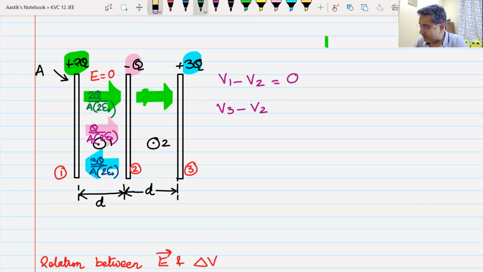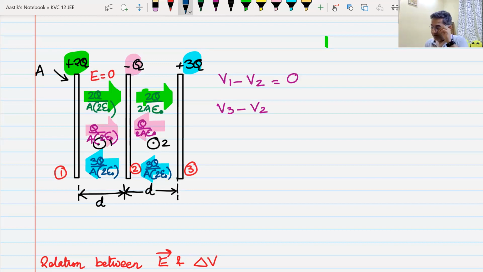The value of this green field is 2. What has happened? 2q by A epsilon naught, it is going away by 2 epsilon naught. Sorry. The value of this pink field is coming towards, q by 2A epsilon naught. The value of this blue field is going away by 2 epsilon naught. What is the net field? 2q is going here. 4q is coming here.